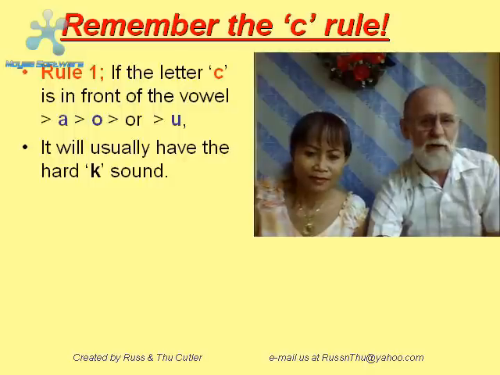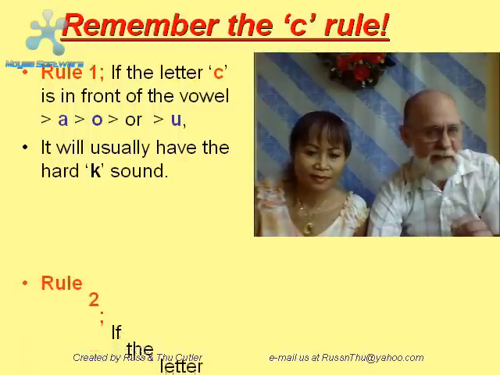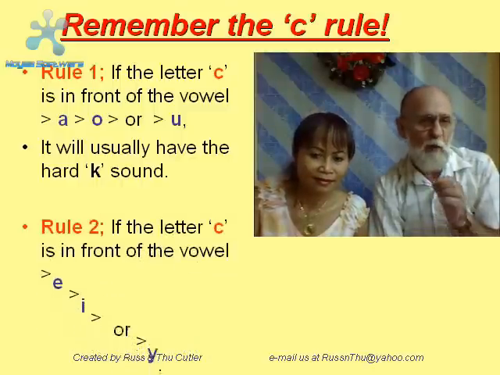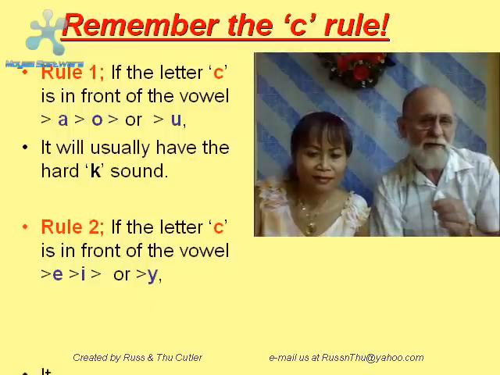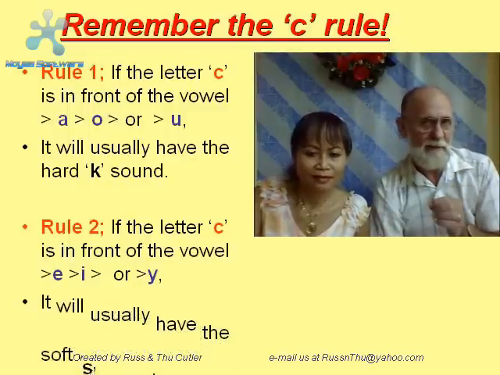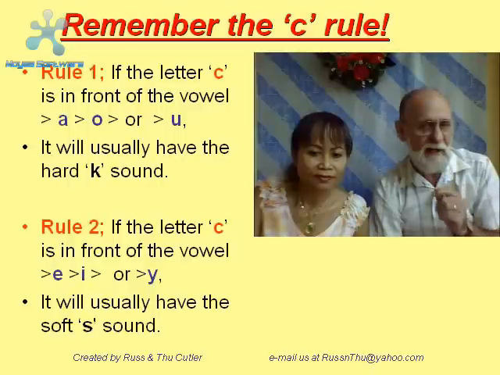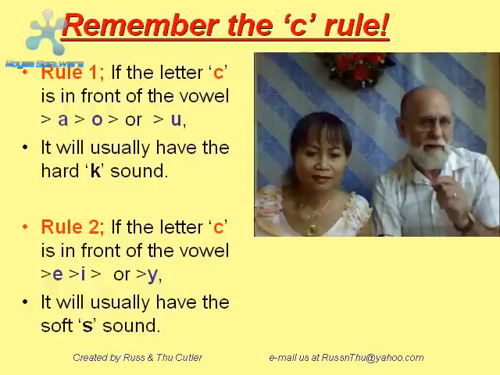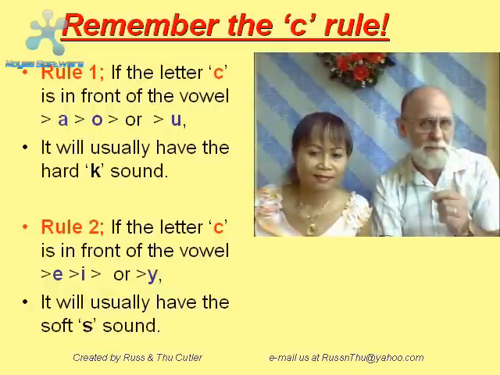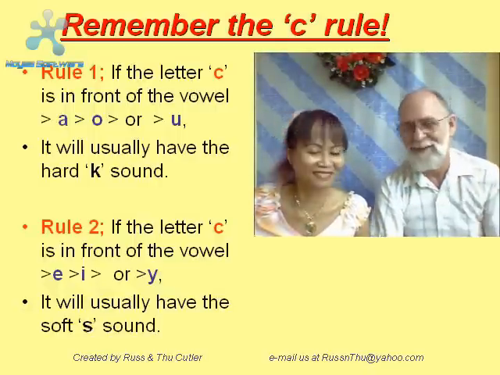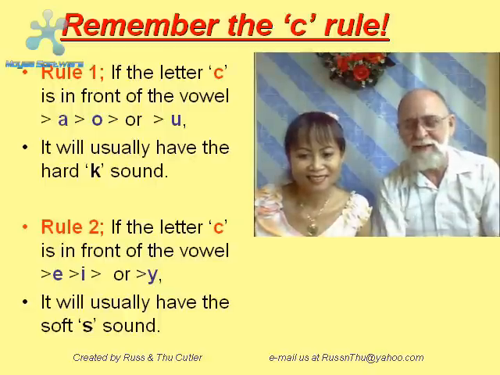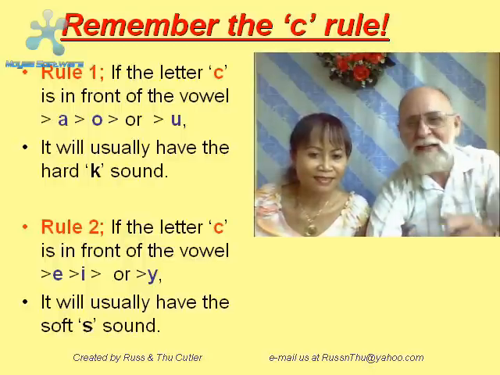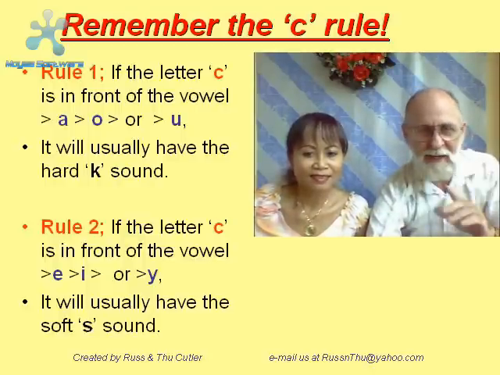That's rule 1. Rule 2, if the letter C comes in front of the vowels E, I, or Y, it will have the S sound. Okay? So rule number 2, if the letter C comes before E, I, or Y, that C will have the S sound. That's called a soft C sound, right? So watch the next few slides and you'll understand more about the C rules. And then go back and read these C rules again. Get it into your head, and it's not hard to remember them.